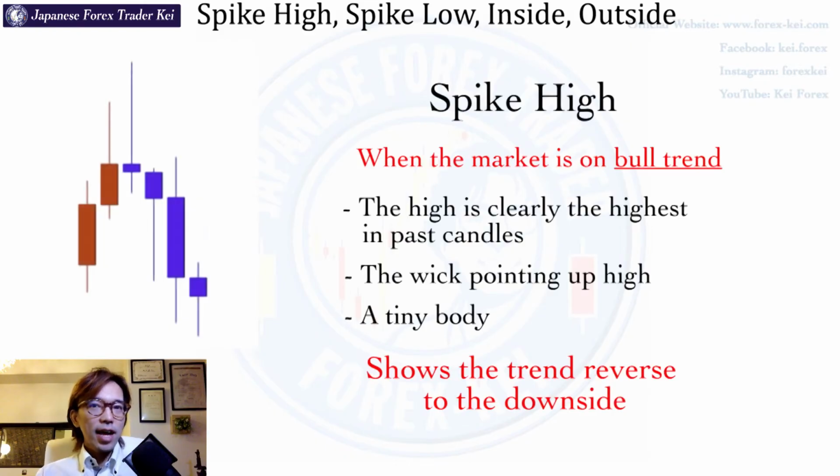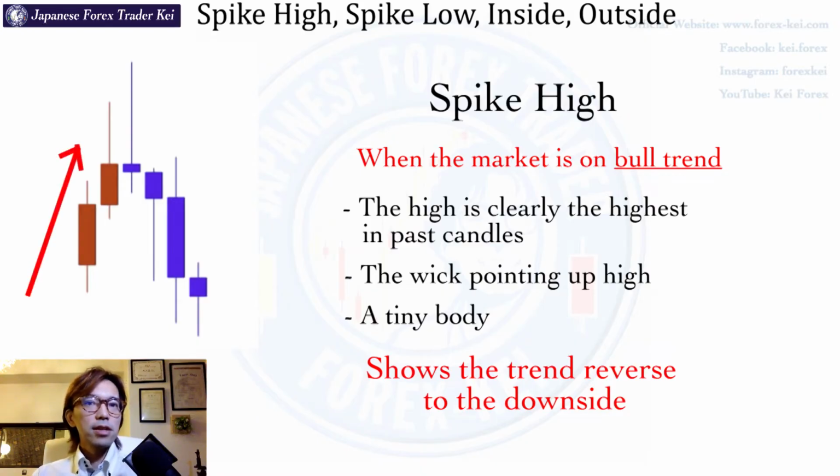It's a spike high. You may already have an idea what it's like, but this one is basically the other way around from the spike low. So this one also has the precondition. When you look for a spike high, always look for it while the market is on a bull trend. And the wick should be clearly pointing up higher than the previous highs. And it shows the strong signal for trend reverse to the downside. So when you look at this chart example, there was an uptrend like this, lower high, higher high.